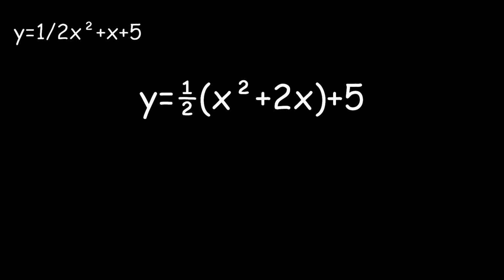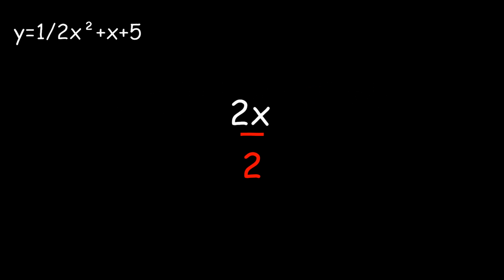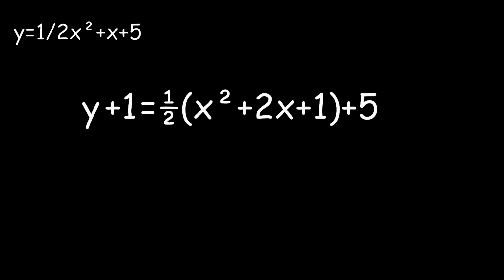Next is to find the perfect square trinomial. We have to find half of this middle term and multiply its value by itself. So half of 2 is 1. Then we multiply 1 by itself, that gives us 1. So we write down 1/2 times x squared plus 2x plus 1. But remember, we have to add 1 to the other side of the equation again.